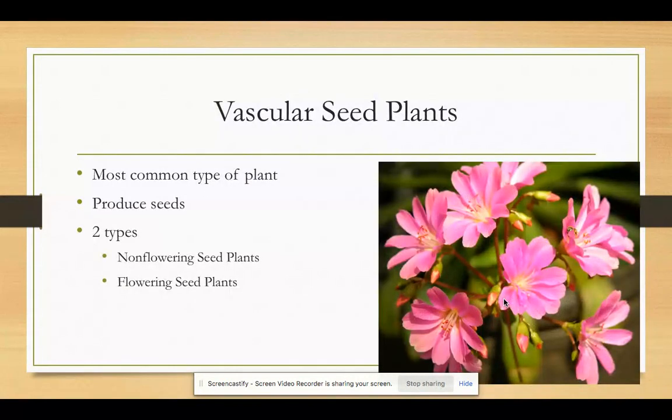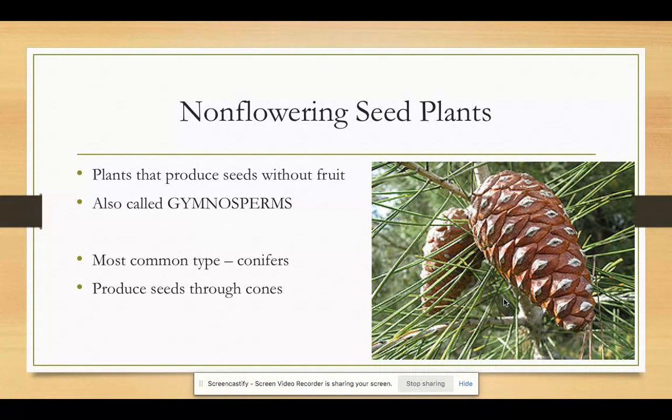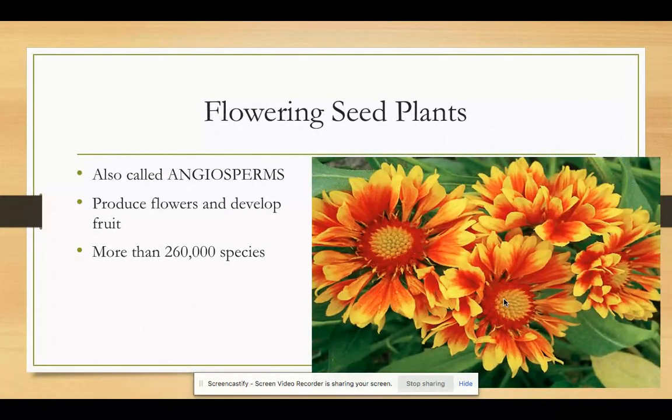Next, we move into vascular seed plants. This is the most common type of plant, and they produce seeds. There are two types of vascular seed plants, non-flowering and flowering. Non-flowering seed plants are plants that produce seeds without fruit. These are also called gymnosperms, and the most common type is conifers. They produce seeds through cones. The flowering seed plants are also called angiosperms. They produce flowers and develop fruit.